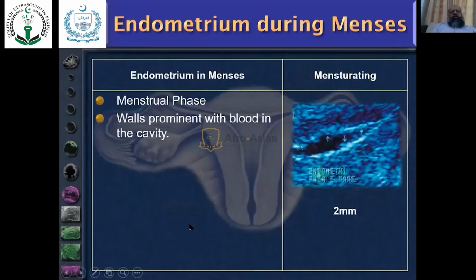We can use TVS for assessing different stages of the endometrium during menstrual cycle. So when the endometrium is in menstrual phase, the walls are prominent with blood in the cavity. The wall thickness will be around 2 millimeter, and we will get blood inside.